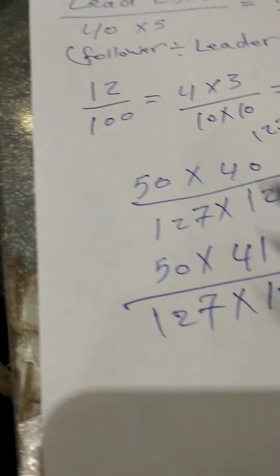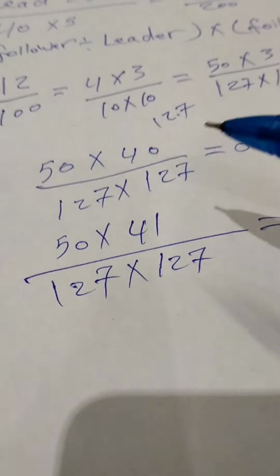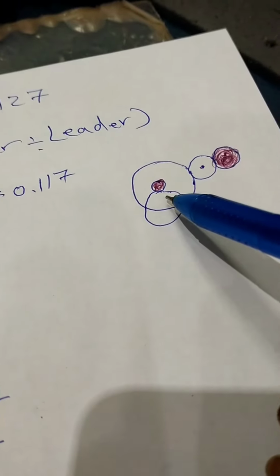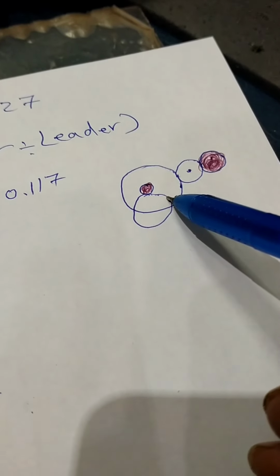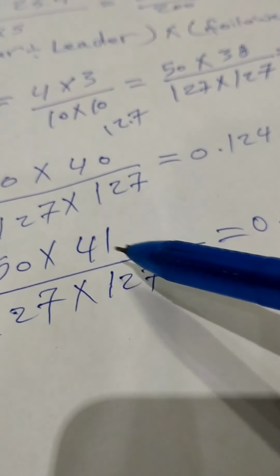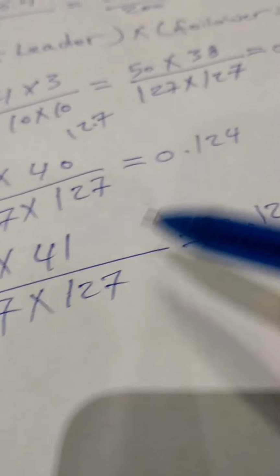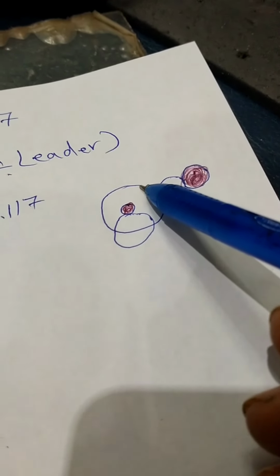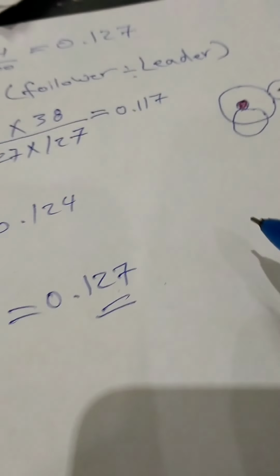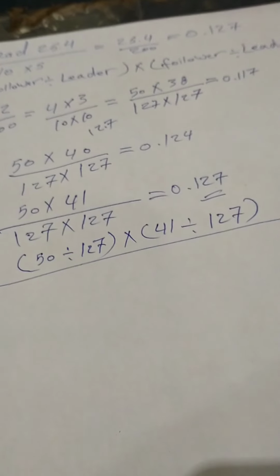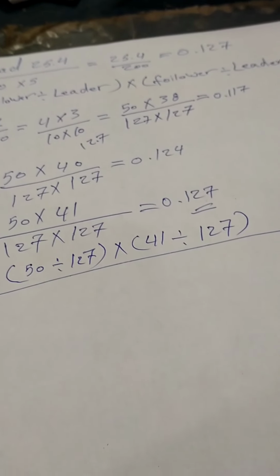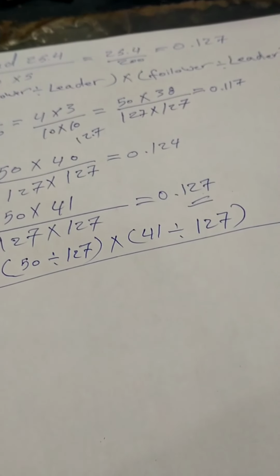Now we can take these gears to the quadrant arm, follower and leader, follower and leader, and the other gear, follower and leader, and so on. You can identify gears the way you like. Thanks.